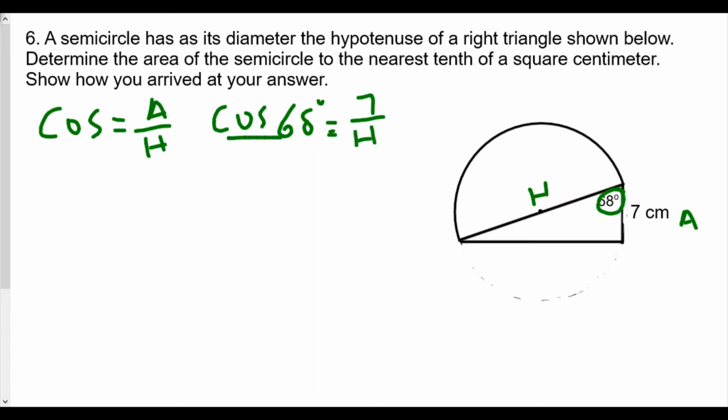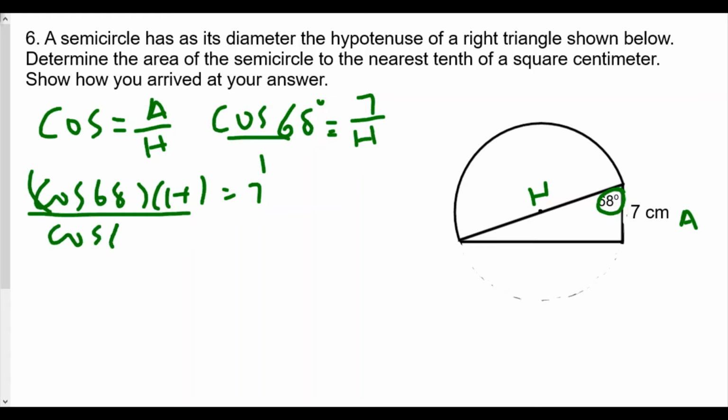Now, if we cross multiply and solve for h, we'll get cosine of 68 degrees times h equals 7, and divide both sides by the cosine of 68. Now, the cosine of 68 is a real number. It's some crazy decimal, it's irrational. But now, what does h represent? H, the hypotenuse of our triangle, is equal to the diameter.